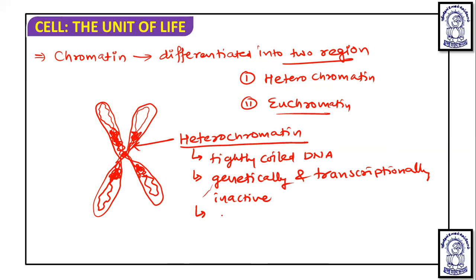And it gets a dark stain. It gets a dark stain during interphase. But if we talk about euchromatin, which is loosely coiled.